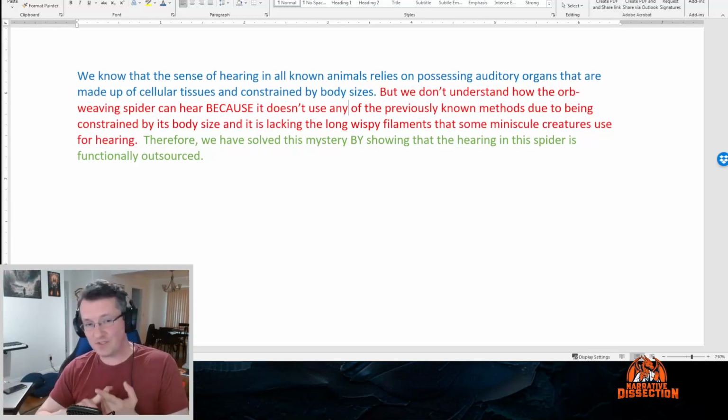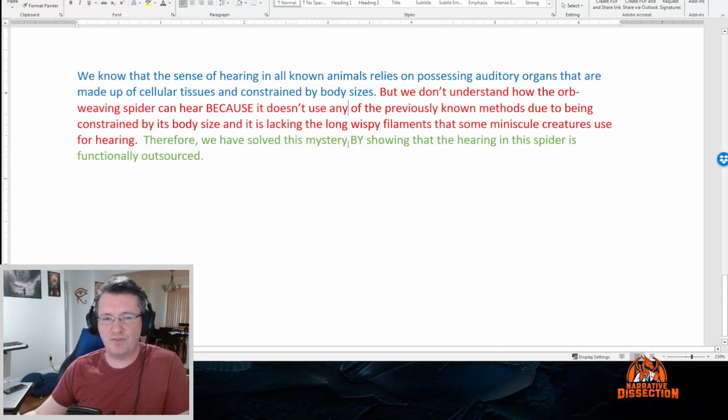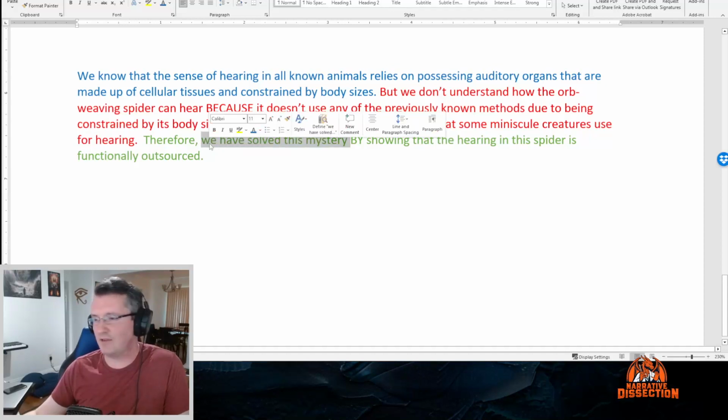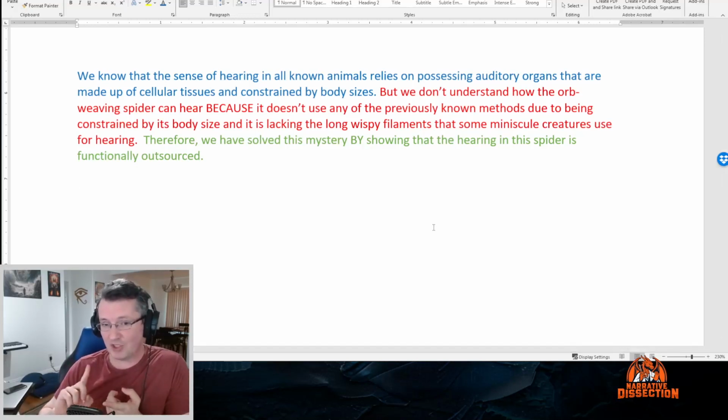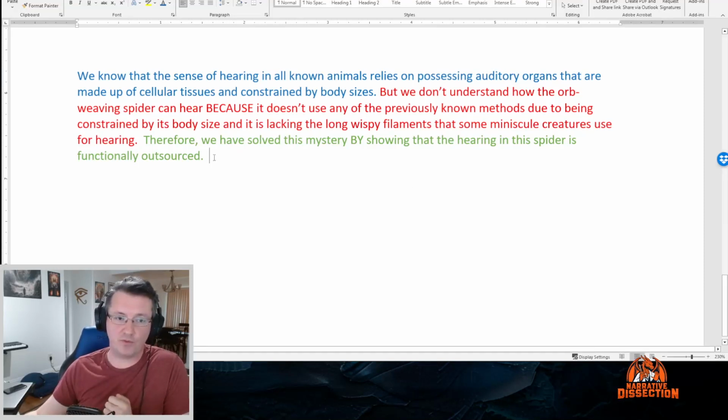Therefore, we have solved this mystery. They didn't really put this either, that the fact that they figured it out, they weren't explicit about it. It was heavily implied, but not explicit. Therefore, we have solved this mystery by showing that the hearing in the spider is functionally outsourced. And then the rest of it is just like, therefore, to support all of that.